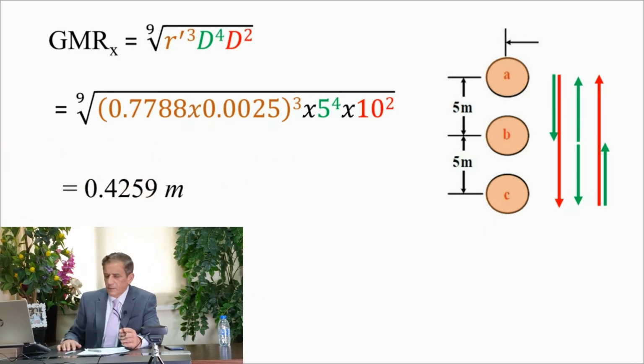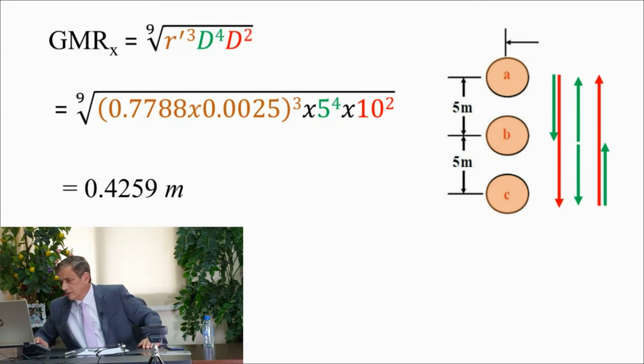Is this clear or shall I repeat it? Geometrical mean radius of the conductor X. Is it clear? Does the silence mean yes? Very good. Now I got GMR for the X circuit. For the Y circuit, it's simple.